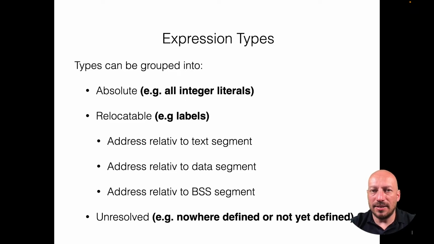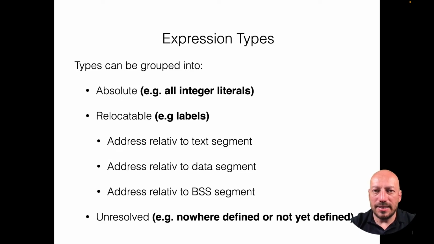Here we basically just have 3 types. If an expression in the end evaluates into a plain integer, it has an absolute type. If it in the end evaluates into an address, it has a so-called relocatable type. And because addresses can either be in the text, data, or BSS segment, we actually have here 3 subtypes. Why this is called a relocatable type will become clearer when we talk about linkers.